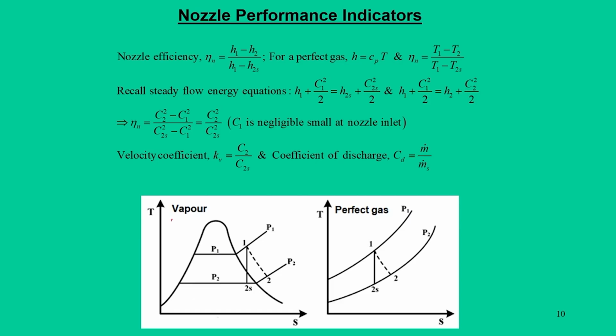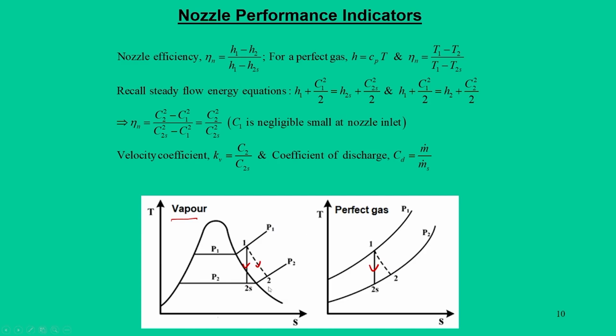There are 2 cases. One is when you are dealing with vapor, particularly in steam nozzles, where the flow initially is superheated vapor, and after expansion it falls into the dome of liquid-vapor mixtures. So, the isentropic process can take place from 1 to 2s, or 1 to 2. But when you deal with a perfect gas, there is no dome. So, rather between 2 pressures, we can say that the expansion takes place in an isentropic manner from 1 to 2s, and in an irreversible manner from 1 to 2.